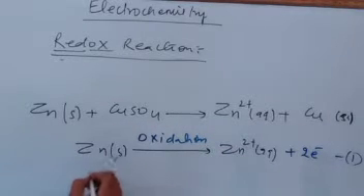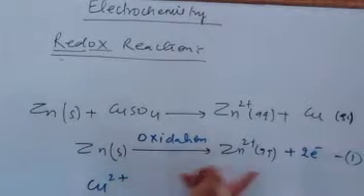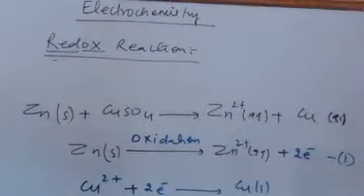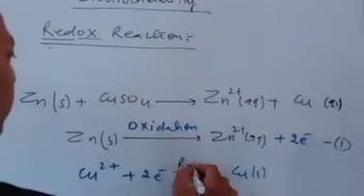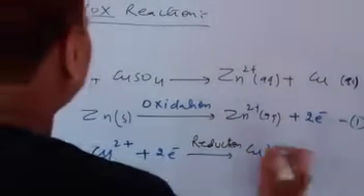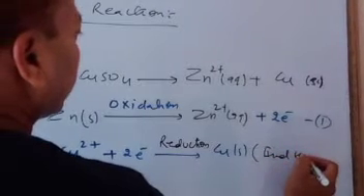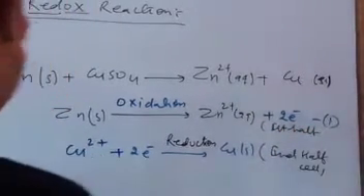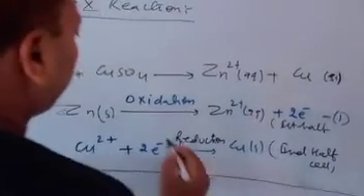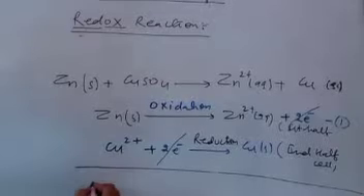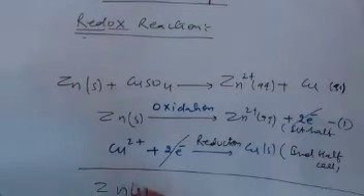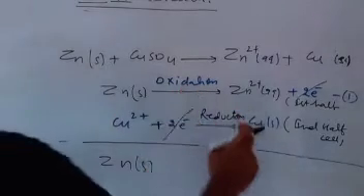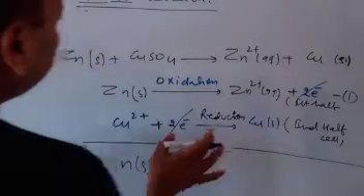Now the second one, copper sulfate, we write in the form of ions: copper ion gains 2 electrons and becomes copper solid. This is the gain of electrons, re-electronation, and this process is known as reduction. This is our first half cell and this is our second half cell. The electrons are the same, so they cancel. So the first half reaction is oxidation and the second half reaction is reduction. That is why this is known as a redox reaction.